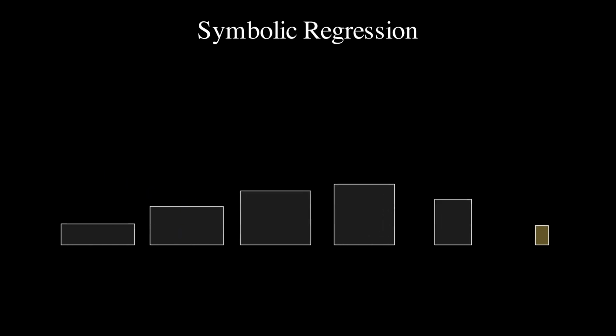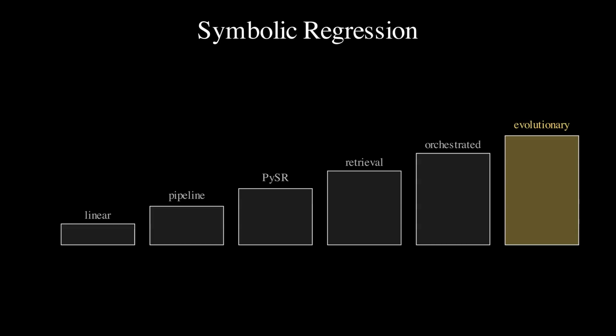Those baselines form a ladder, from linear regression through a plain pipeline and the classical library PySR, through retrieval-grounded and orchestrated agents, up to the evolutionary framework. Being comparable to each rung on an honest harness is the bar.